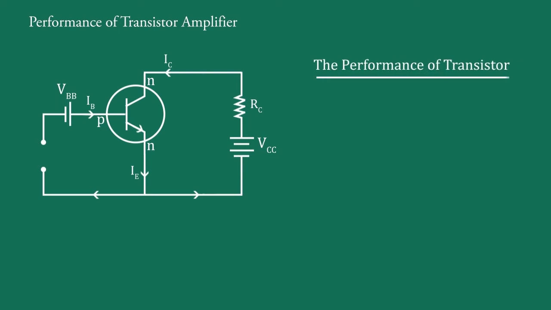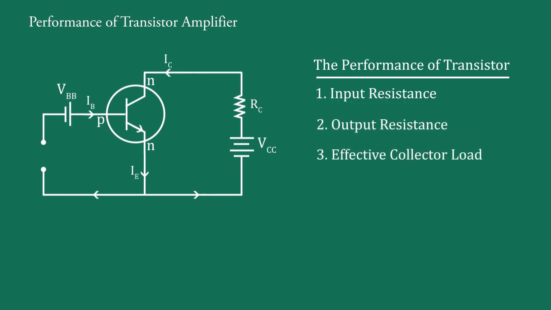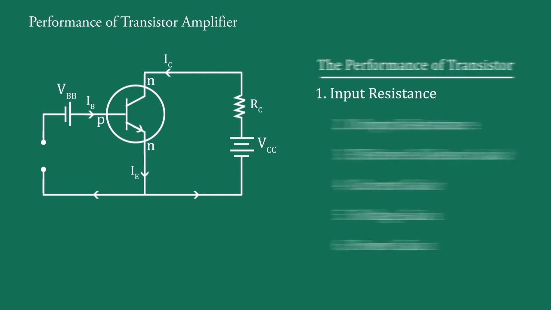The performance of a transistor amplifier depends upon input resistance, output resistance, effective collector load, current gain, voltage gain, and power gain. We will try to know these terms one by one.